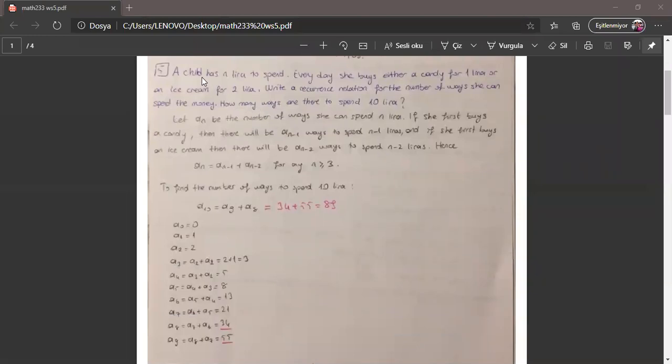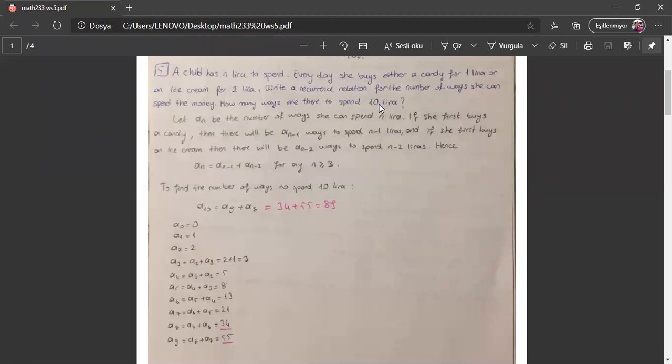Okay, now there's a child and she has n lira. Okay, and we know this fact. Every day she buys either a candy or an ice cream. A candy costs 1 lira, and an ice cream costs 2 lira. We want to find a recurrence relation, and that relation should give the number of ways that she can spend the money. And here we know that she has now 10 liras.